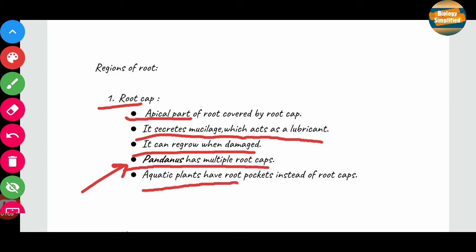Aquatic plants have root pockets instead of root caps. Now this is very important. There is no need of root caps in aquatic plants as they are living in water. There is no need to go deep within the soil for water absorption, as they are already in water and can easily absorb it. So instead of root caps, they have root pockets. These root pockets help in maintaining the buoyancy of the plant, so that the plant can float in water.